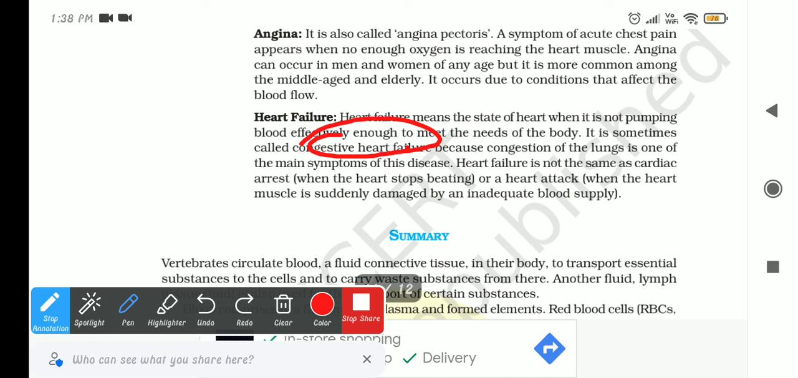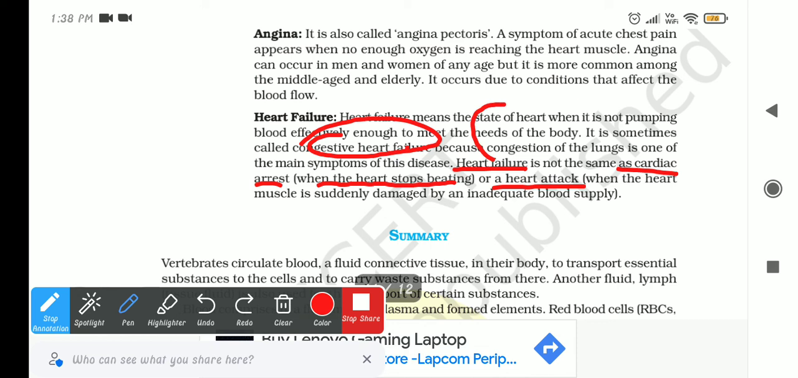Heart failure is not the same as cardiac arrest. It is somewhat different from cardiac arrest. Cardiac arrest is when the heart stops beating, and a heart attack is different from that. Heart failure is very different from cardiac arrest and from a heart attack also. A heart attack is when the heart muscle suddenly gets damaged due to inadequate blood supply.